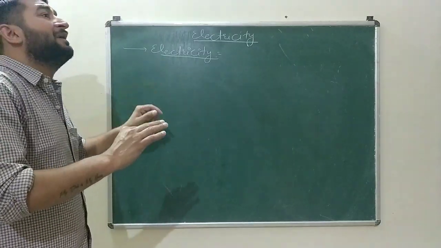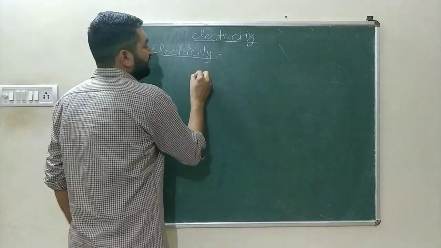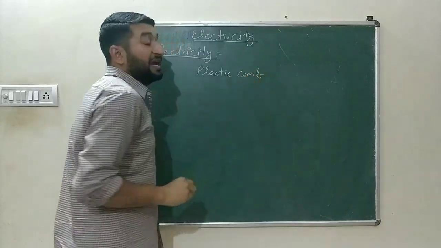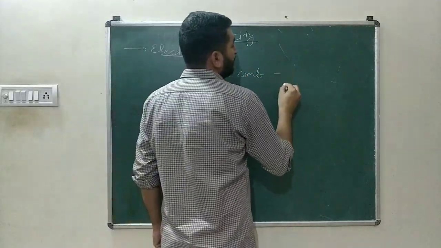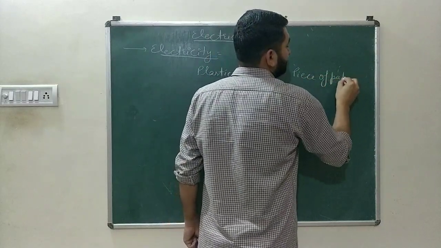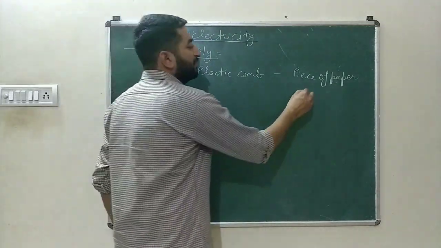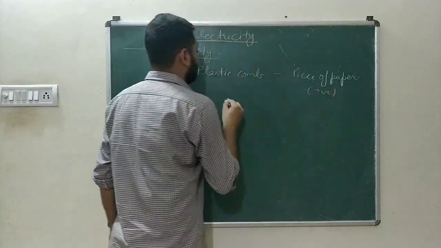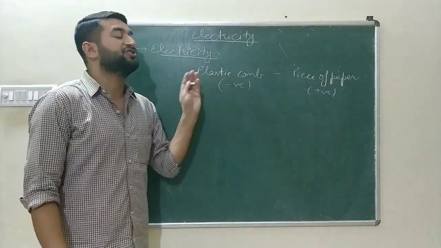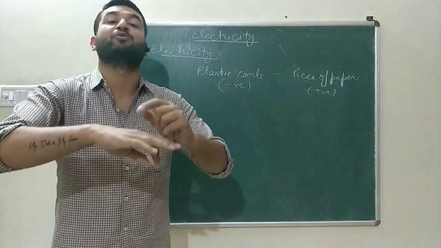Electricity was discovered by Greeks in ancient times. As we all know, when we rub a plastic comb with dry hair and that rubbed plastic comb is brought near a piece of paper, then both will get attracted. The piece of paper will get the positive charge and the plastic comb will get the negative charge. Due to those opposite charges, they attract each other. And electricity is all about these charges.